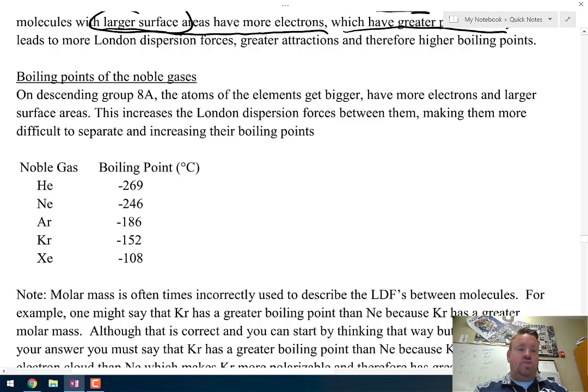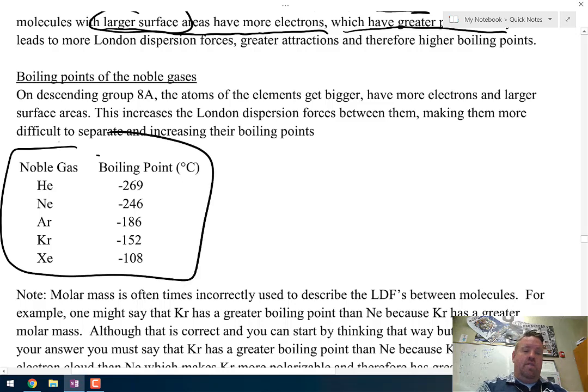Okay, they have more electrons, they have more surface area, and this increases the London dispersion forces between them. If the London dispersion forces are stronger, that means they're more attracted to each other. Well, the more attracted they are to each other, the harder they are to break apart to turn liquids into gases, or solids into liquids. So we'll notice here that as you go down the periodic table, what happens to the boiling points?